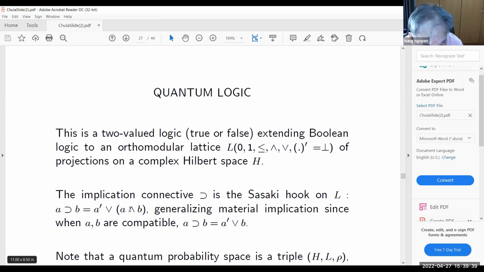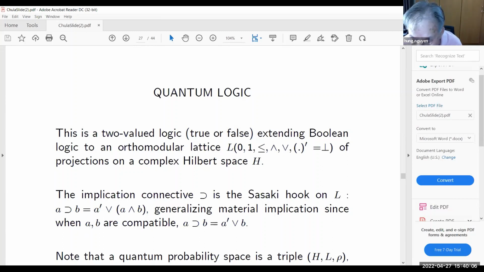So the question is, what is the quantum probability of the Sasaki hook? Is that equal to the conditional probability of A given B? So the question they ask and are working on right now is exactly like in the classical case. And we already solved it, but they did not know. So we don't need much to give them the answer today.